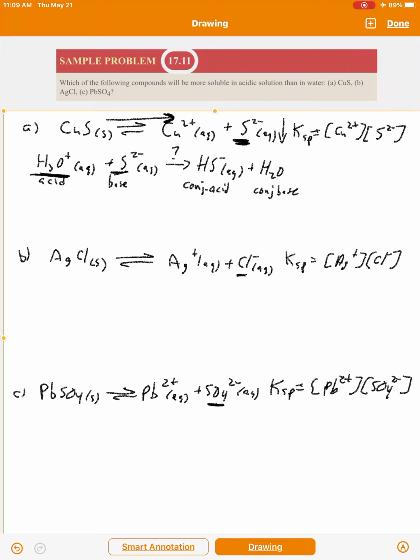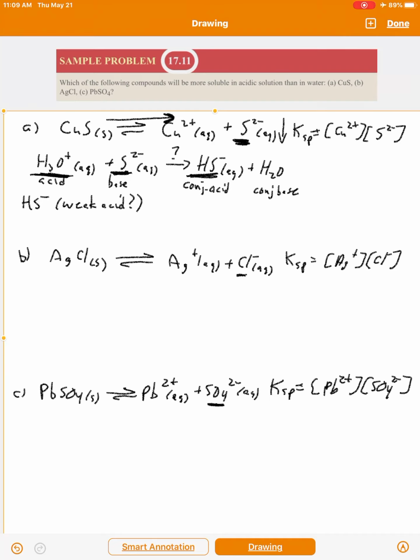So really the issue is, is HS minus a weak acid? If it is a weak acid, that means the sulfide will react with hydronium to form HS minus. So you just need to find out if HS minus, the conjugate acid of the sulfide, is a weak acid.